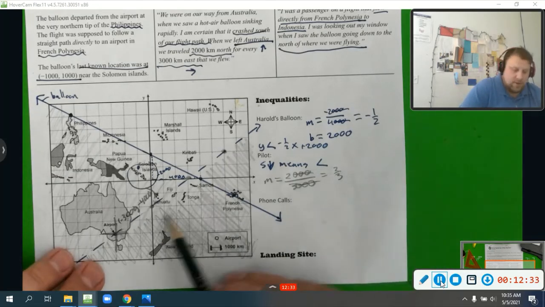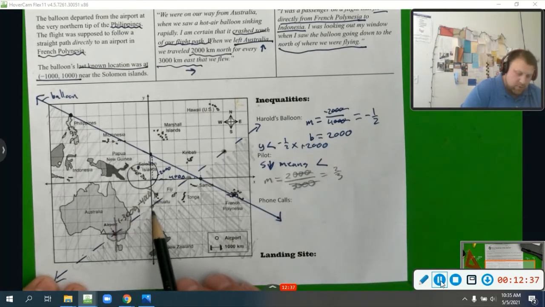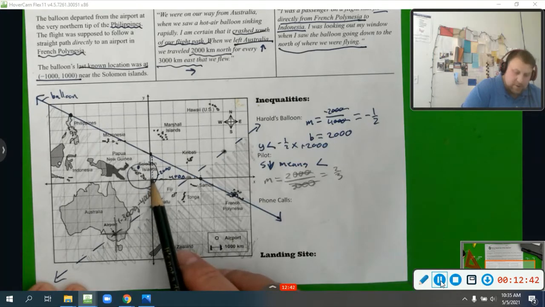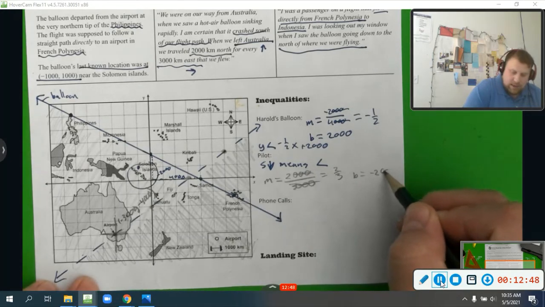So let's also go ahead and take a moment and graph this line. Notice when I did the up 2 over 3, I landed right on a y-intercept. So what's our y-intercept? Remember, each one's worth 1,000. So even though it looks like negative 2, it's really negative 2,000. So our b equals negative 2,000.